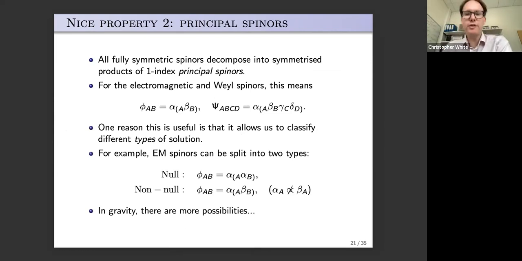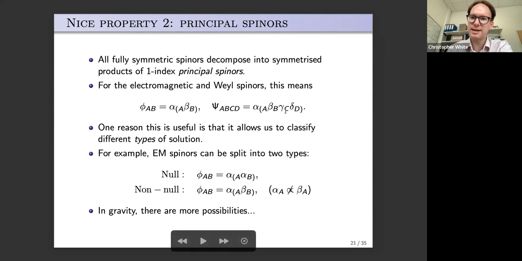Okay, so that was the first property of spinors I wanted to draw attention to. The next one is that all fully symmetric spinors decompose into symmetrized products of one-index spinors, what we call principal spinors. Now, again, this is not too difficult to prove. It happens very generally, and it's to do with the fact that the indices can only go from 0 to 1. So if you look at the degrees of freedom of the expressions that we see here, it is equal in general to the number of degrees of freedom on the left. So for the electromagnetic and the Weyl spinors, it means that we can say this phi has these principal spinors in it, where we have to work out what these are in general, and then a Weyl tensor will split into principal spinors and so on.